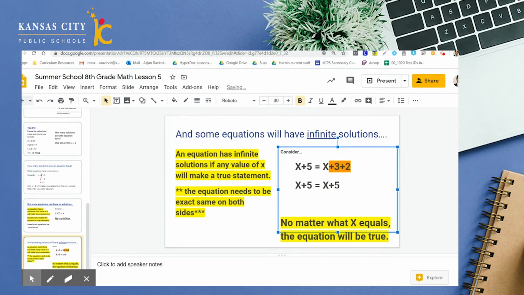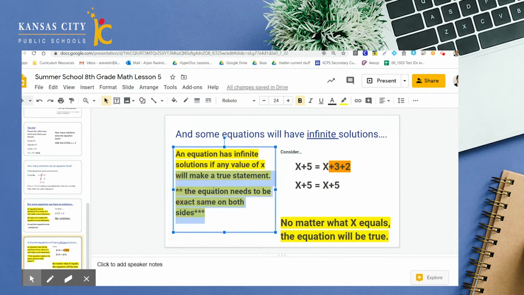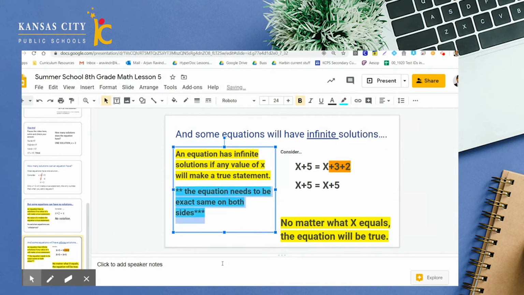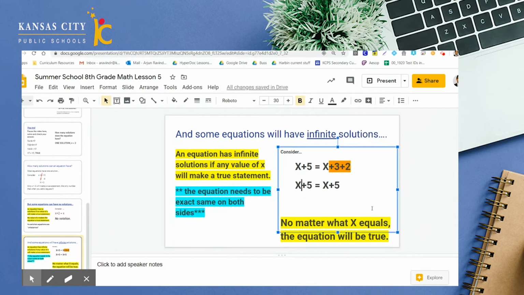What do you notice about both sides? Really importantly, they're the exact same on both sides. No matter what you put here for x, it will be true. So let's take the number 10. Let's say x was 10. If x equals 10, what are we left with? We're left with 10 plus 5 is equal to 10 plus 5. Is that true? Yes, that's true.